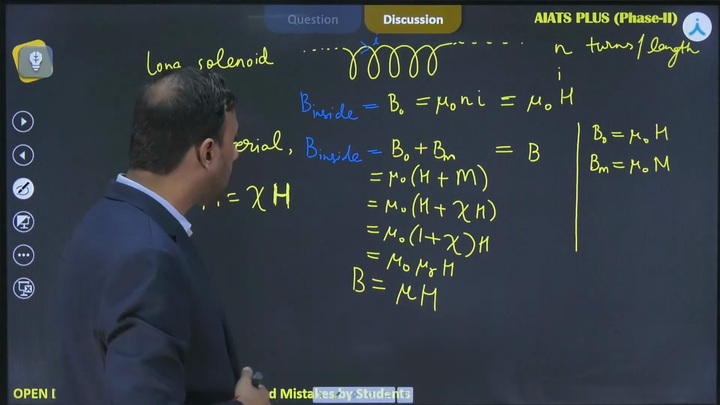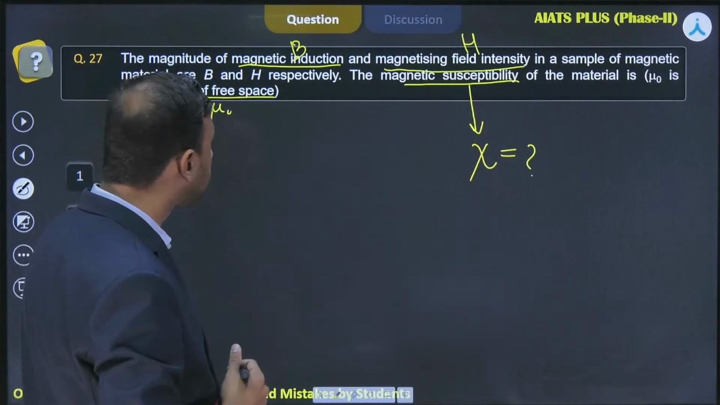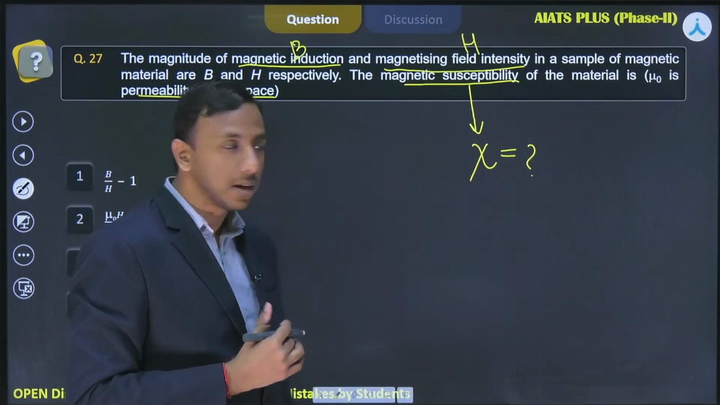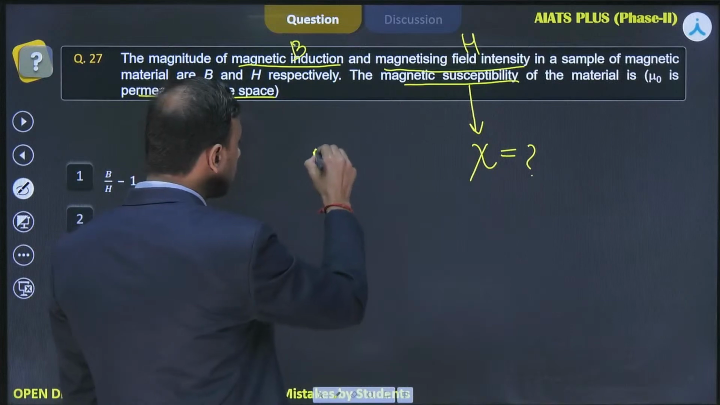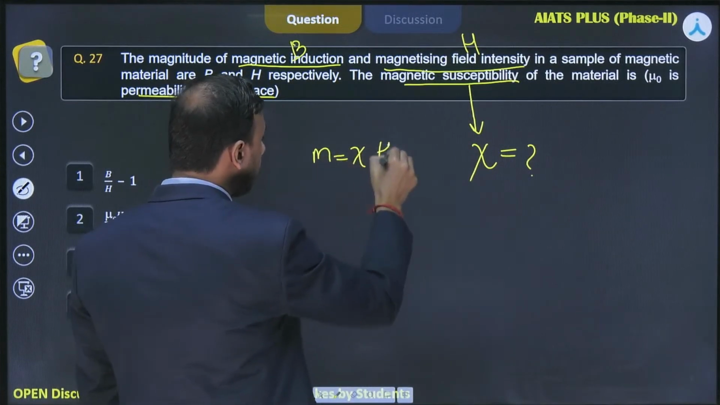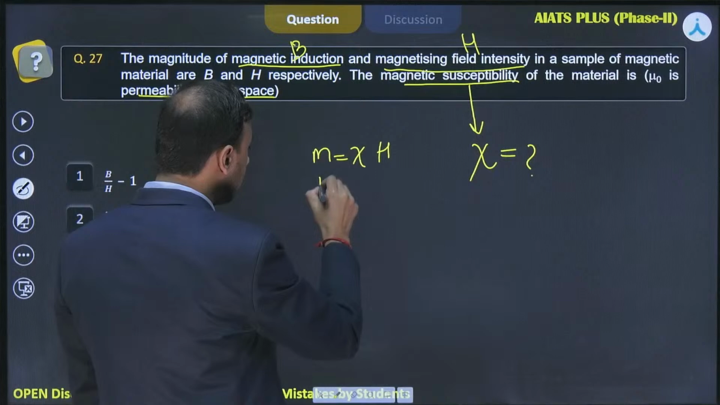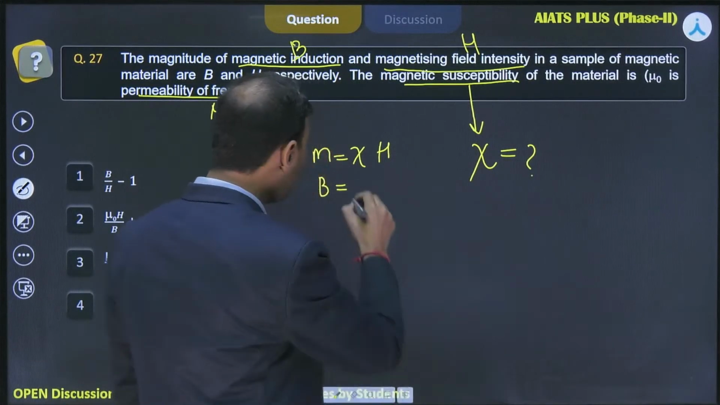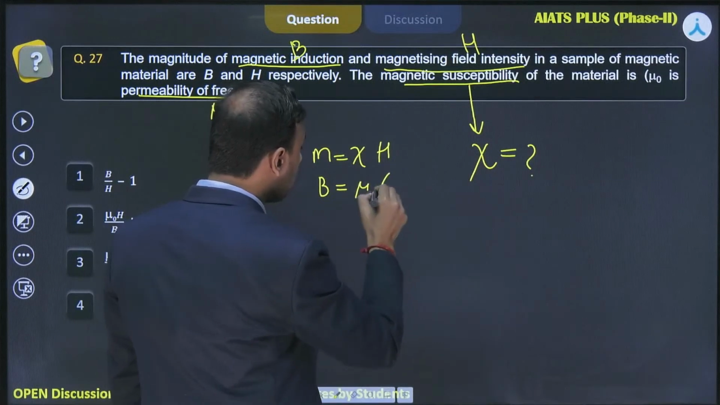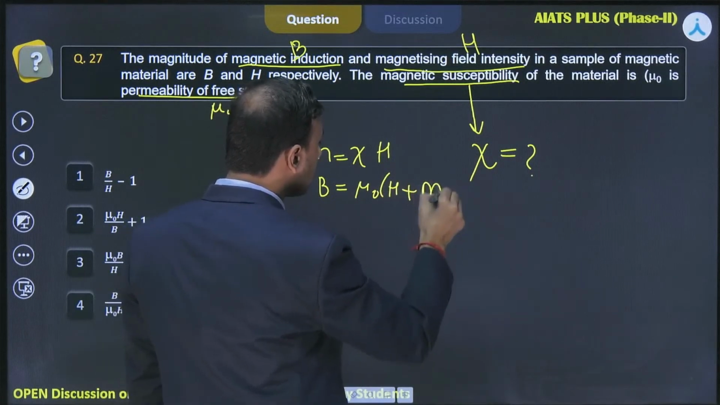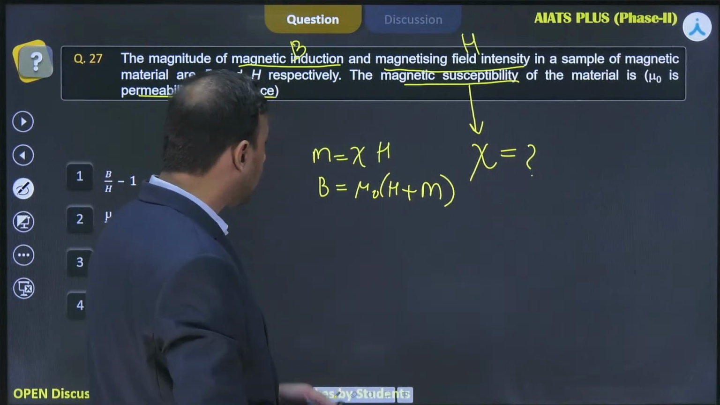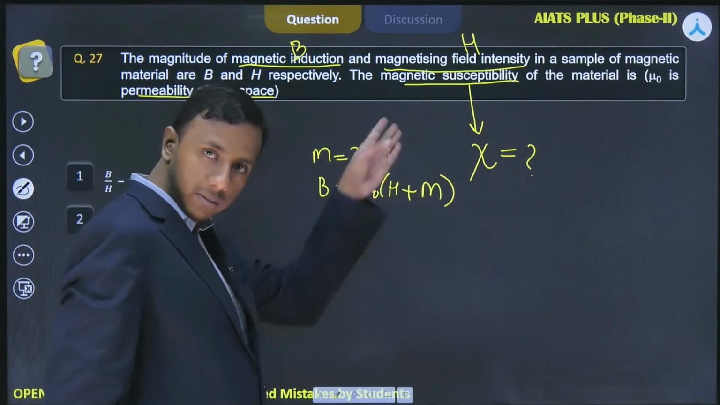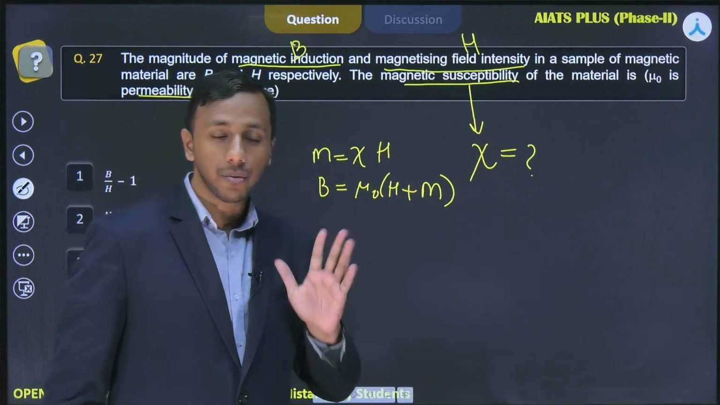Very well. Now come here, what they are asking in the question. Xi you have to represent in terms of other things, isn't it? So M was what exactly? M was xi H, and what was B? B we wrote as what? Mu naught into H plus M, isn't it? So mu naught into H plus M, right? B we know, mu naught we know, H we know. Why I am saying we know? Because it is given in the question, right? M we don't know.